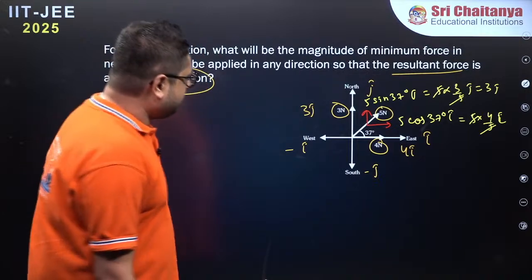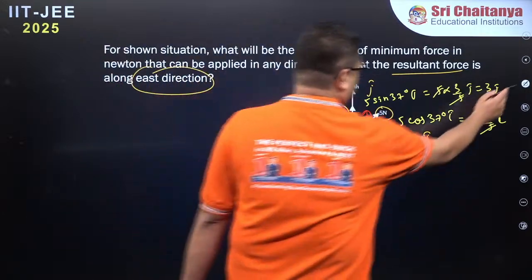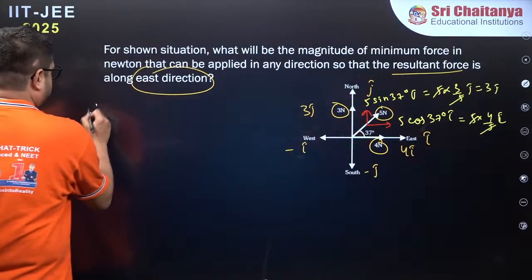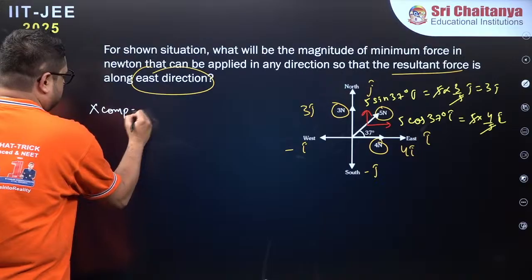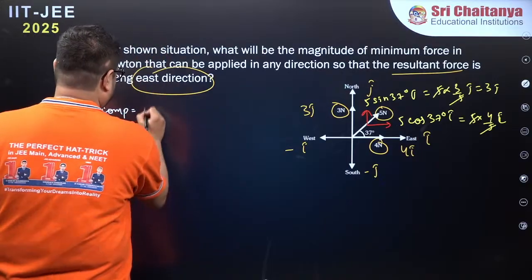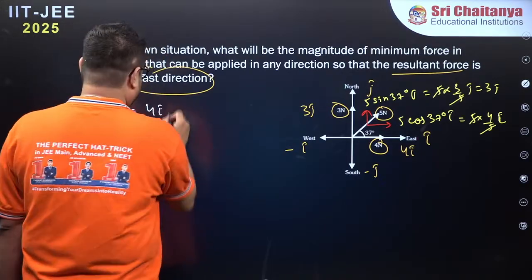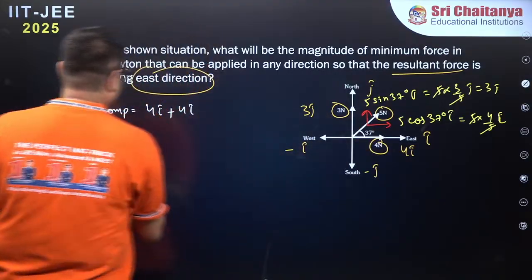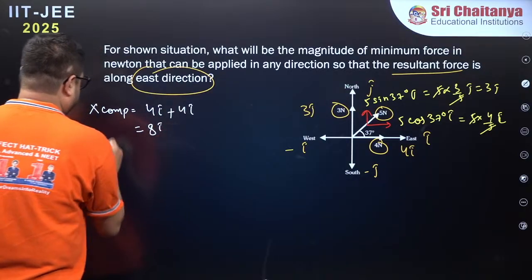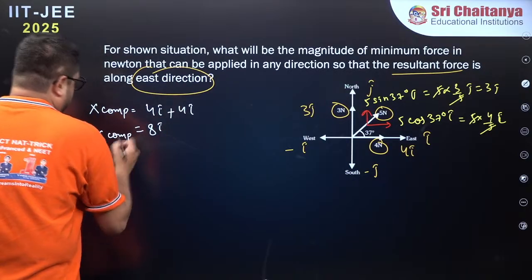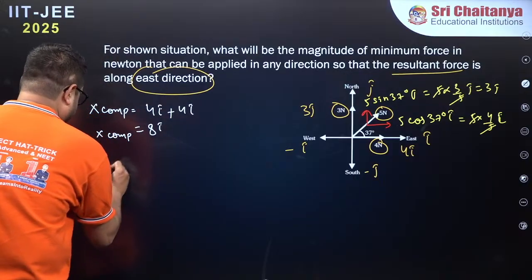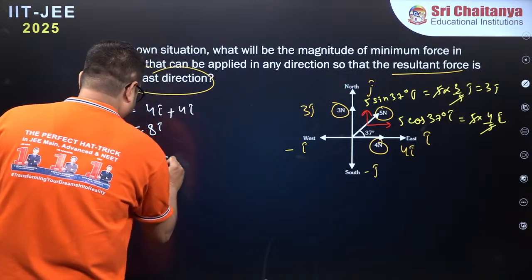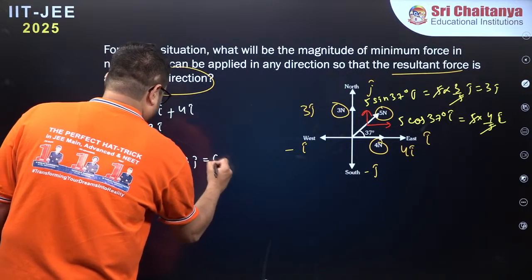Now based on this, you know how to write the x components. The x component for this question can be written like this: 4 i cap, and another 4 i cap is also there, very good. Nothing else, 2 x components are there. So the total x component is going to be 8 i cap. Now the y component: we have 3j cap and 3j cap, so 3j cap plus 3j cap is going to be 6j cap.